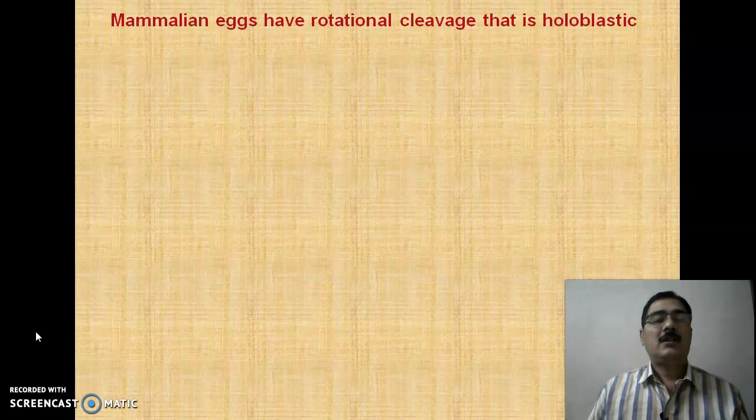Now, the eggs of mammals have rotational cleavage, but it is holoblastic.